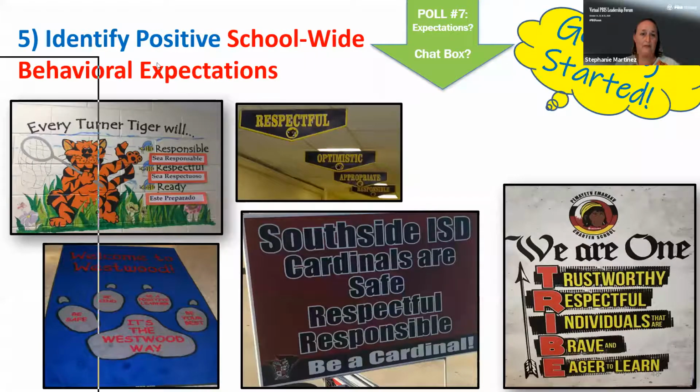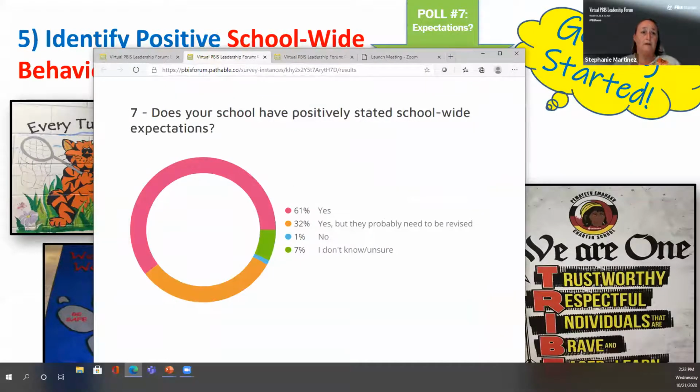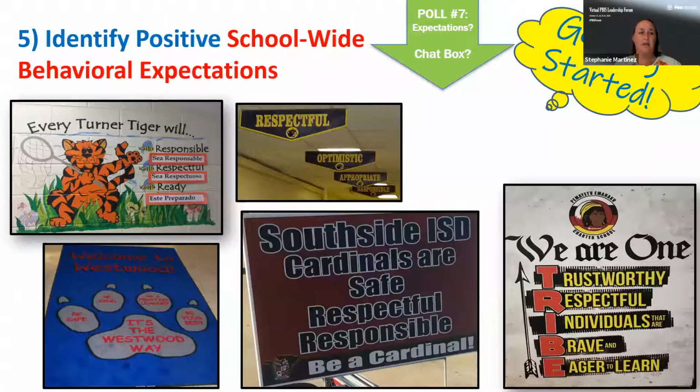Looks like Heather's getting the poll up. It looks like the majority of the schools do have expectations at 61%, but 30% of the participants say that they probably need to be revised. So if anybody wants to put in the chat box and the apps about what that would look like or why you think they need to be revised, that would be some great information to have. Keep in mind, sometimes our schools do need to revise them because they know that they haven't gotten that faculty, staff, student, and family buy-in.